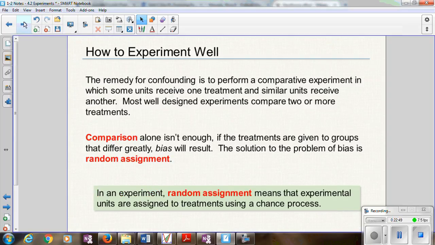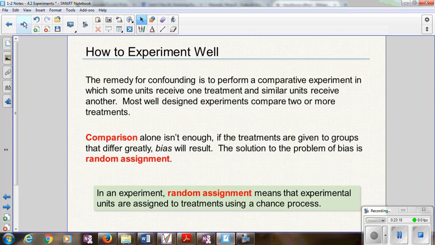All right, so we're going to talk about ways to experiment well. We did this with sampling designs. Remember, the whole goal is to reduce bias and make sure that the data that we collect is worthy of further investigation. And so one of the ways to remedy confounding is to perform a comparative experiment in which some units receive one treatment and similar units receive another. Most well-designed experiments compare 2 or more treatments. Comparison alone isn't enough.